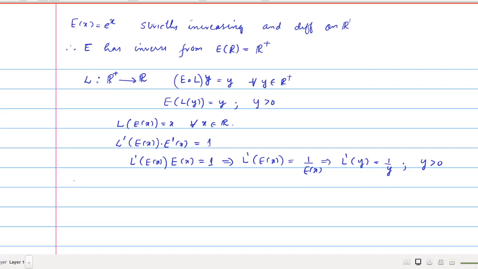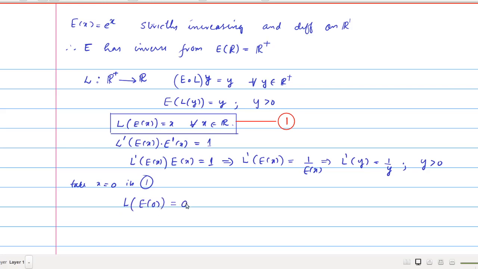Now take x equal to 0 in the equation written here, L of E raised to x equals x. I call it equation number 1. So in 1 take x equal to 0. In 1 we have L of E of 0 equal to 0. That implies L of E of 0 is L of 1, so L of 1 is 0.